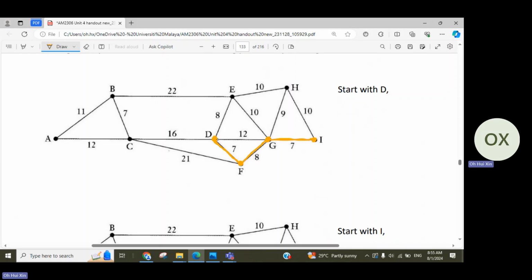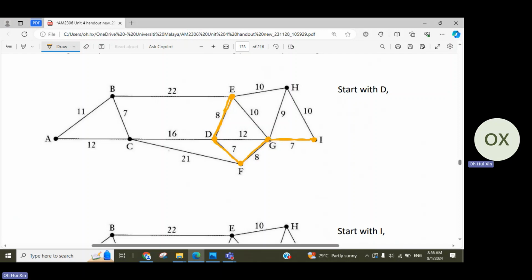Then the next one, same thing: DE, DC, FC, GE, GH, or IH. Among all these, the shortest one is E, which gives us 8 here. Now you'll be looking at all the neighbors for E, D, F, G, and I. So we have EB, DC, FC, EH, and we are not going to take EG because this will create a cycle, and we are not going to take EG because here creates a cycle.